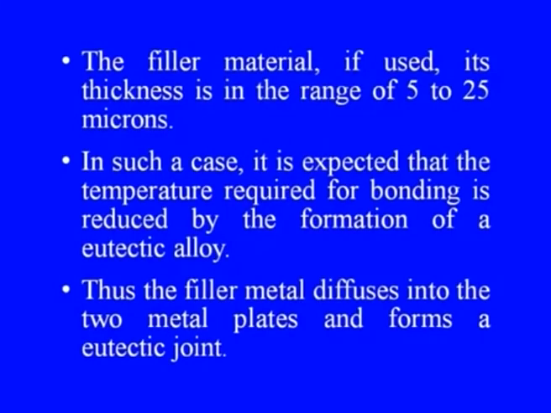The filler material, if used, has a thickness in the range of 5 to 25 microns only. In such a case, it is expected that the temperature required for bonding is reduced by the formation of a eutectic alloy. Thus, the filler metal diffuses into the two metal plates and forms a eutectic joint.